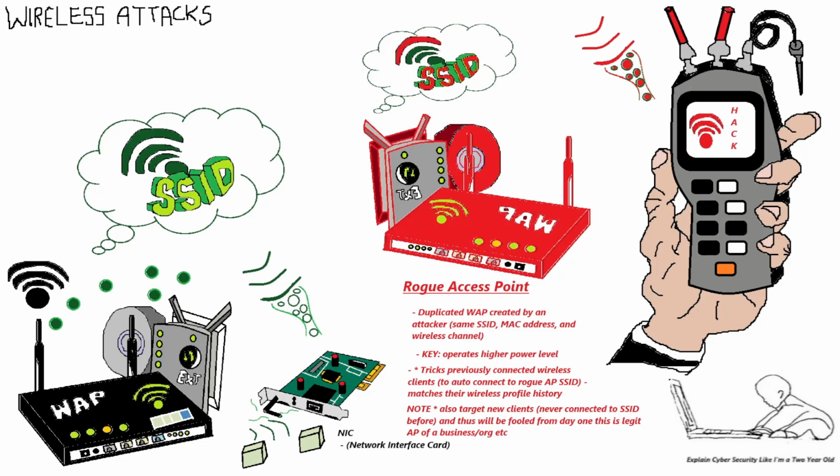One method is targeting existing clients by duplicating a wireless network's SSID, MAC address, and wireless channel, but most importantly, operating at a higher power rating. This means that clients with saved wireless profiles will inadvertently select or prefer to connect to the rogue AP with the higher power rating, aka wireless signal, rather than the original legitimate wireless access point.